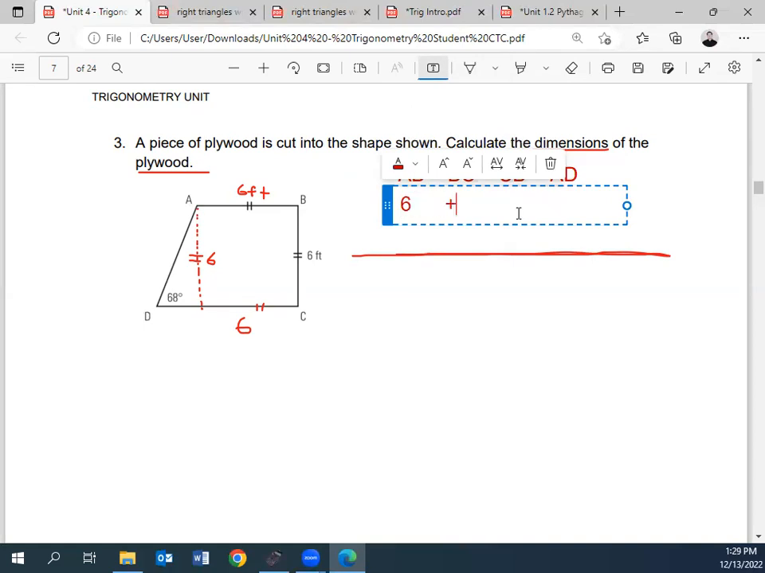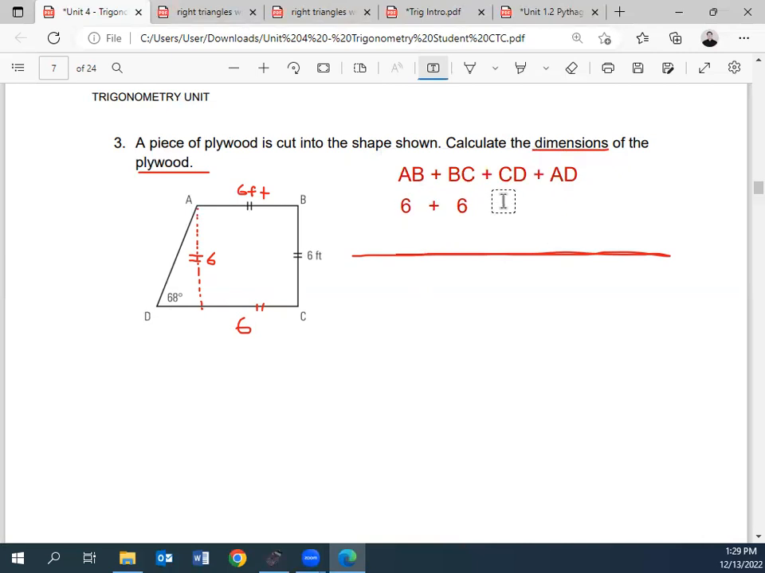Do I know how big BC is? I know it's 6 feet, you're right. Do I know how big CD is? I don't. I know how big this line is, but I don't know how big all of it is. So I'm gonna leave that blank for now. Do I know how big AD is? No. Some people might say it's 6. It's not. The 6 is the height of this. But I know some of it. So what I need to figure out is what these two things are, and then I have my answer, right? It's just 6 plus 6 plus however long this is, plus however long this is. That's what it's asking me to do.